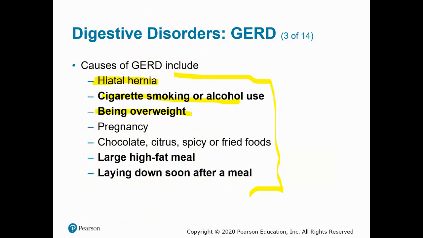Smoking or alcohol, being overweight. Pregnancy can also cause GERD, just because as the uterus grows and grows with the baby, it actually pushes and collapses or condenses our digestive organs. So you might have greater incidence of GERD. Again, some foods that we just might overreact to, a large meal or a lot of fat in a meal, and also laying down too soon after a meal. So the big takeaway from this slide is that GERD is very preventable, right? And if you have GERD, you can treat it yourself just by changing some of your behaviors.